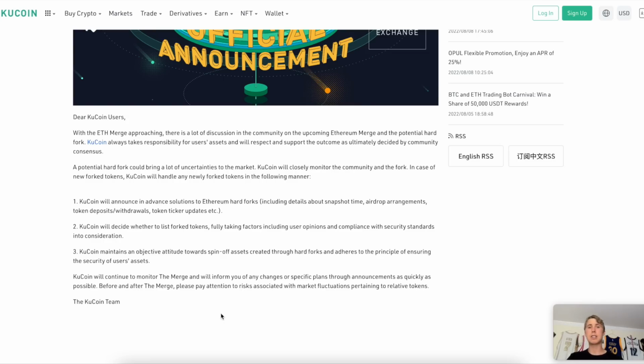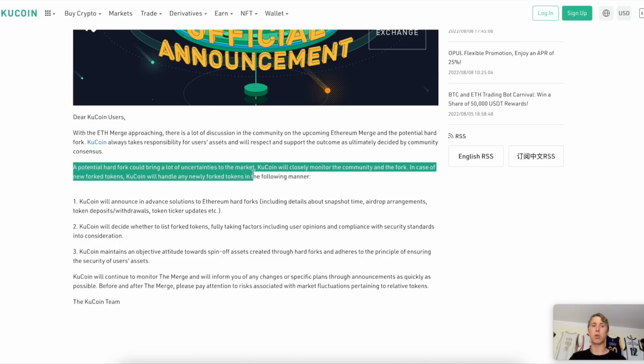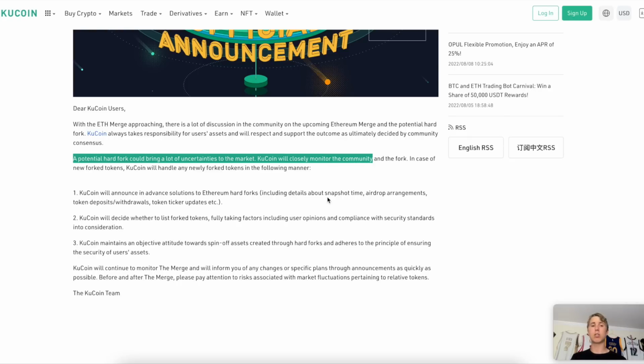Also, from an August 10th announcement from KuCoin, KuCoin is aware of the potential hard fork and uncertainties. KuCoin will closely monitor the community and the upcoming fork. So make sure you are subscribed to the KuCoin YouTube channel as well as on other social media platforms so you are staying up to date.